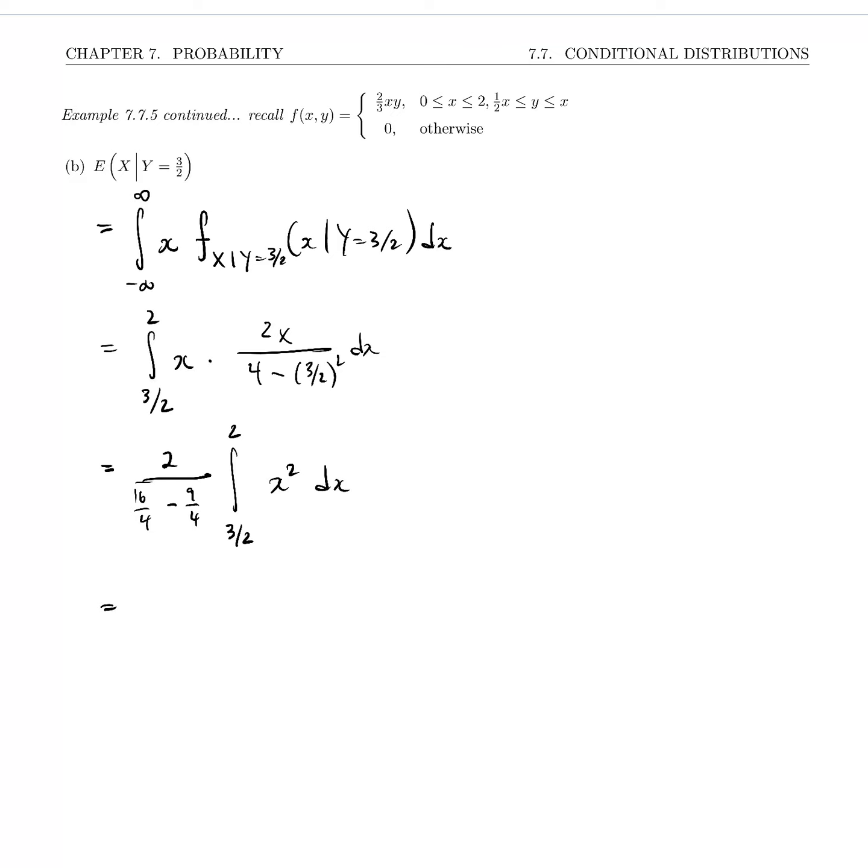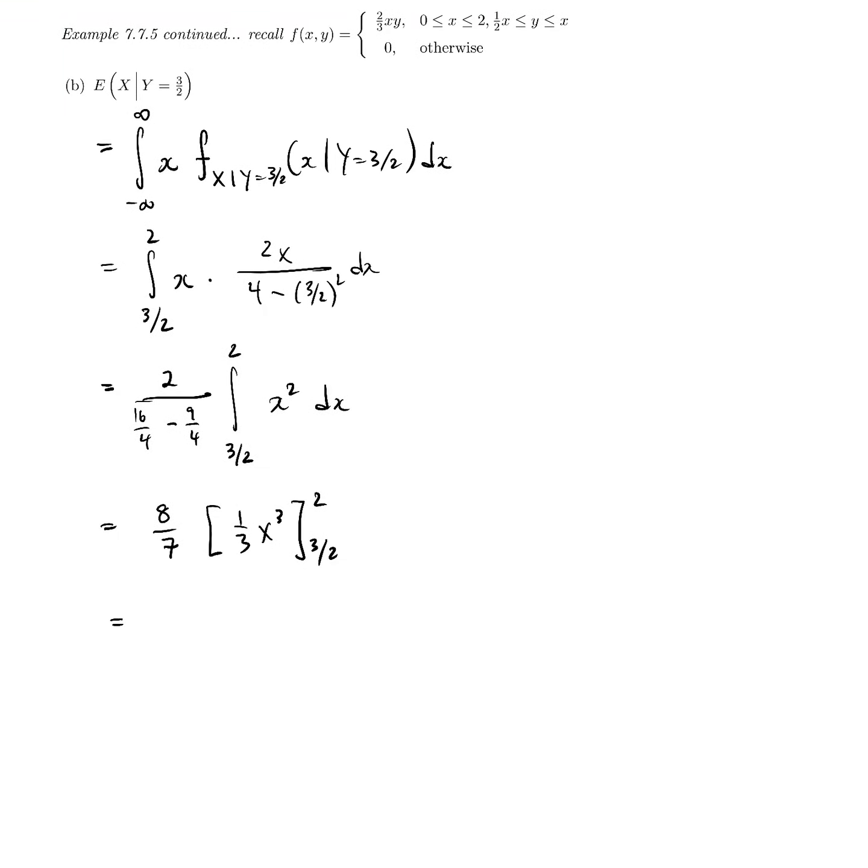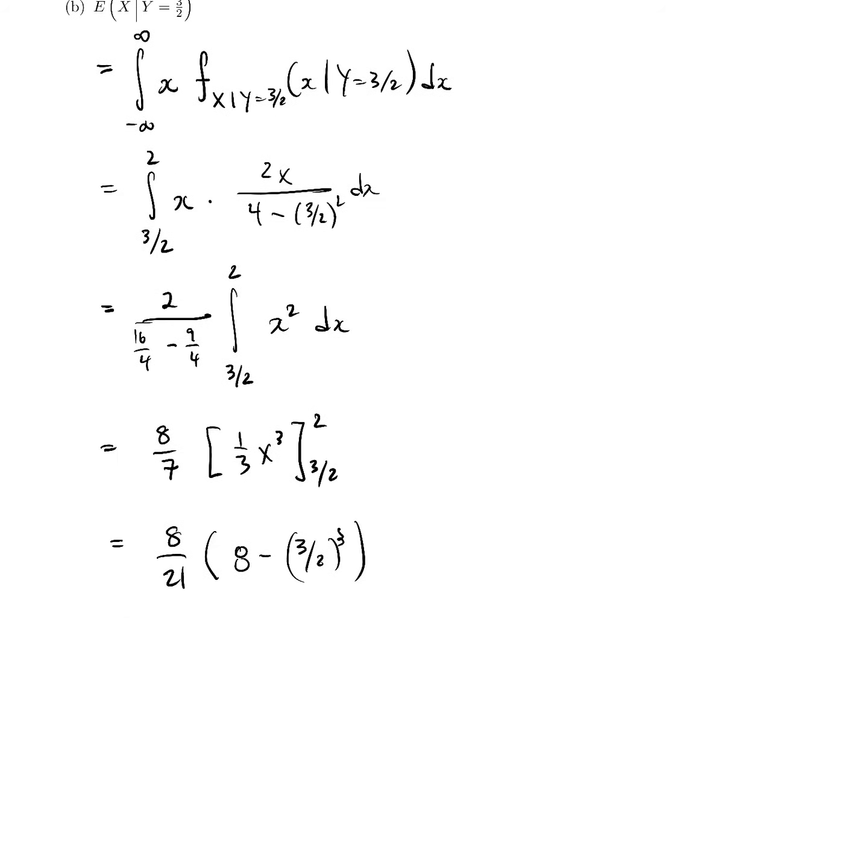So what do we end up having here? 16 minus 9 is 7. 7 over 4, the 4 comes up, so we get 8/7. And then the antiderivative, 1/3 x cubed from 3/2 to 2, which is going to give us 8/21, and we're going to get 2 cubed is 8 minus 3/2 cubed, and if you crunch through those numbers, you will get 37/21.